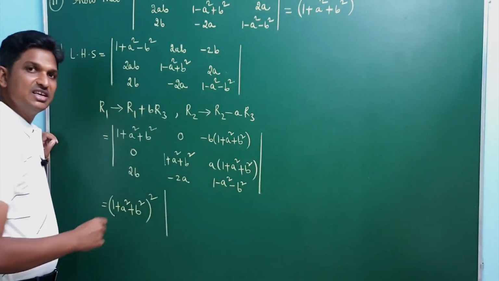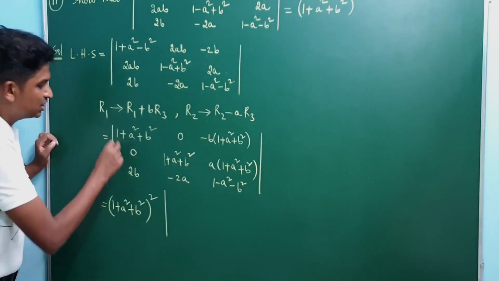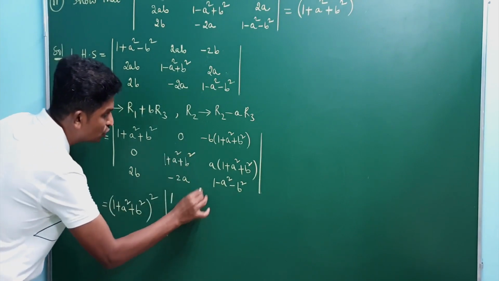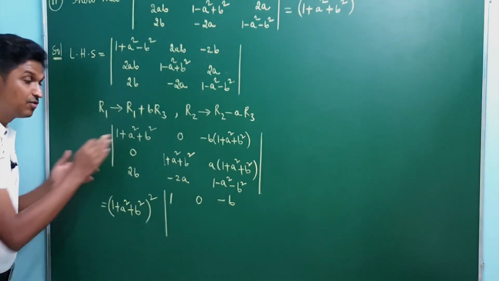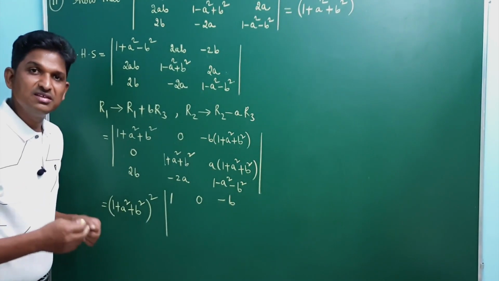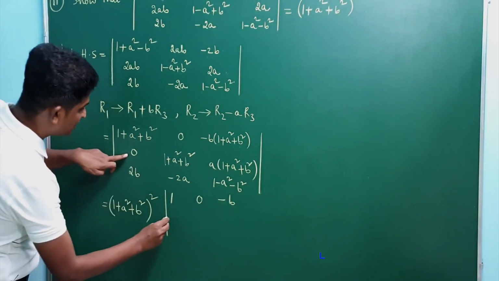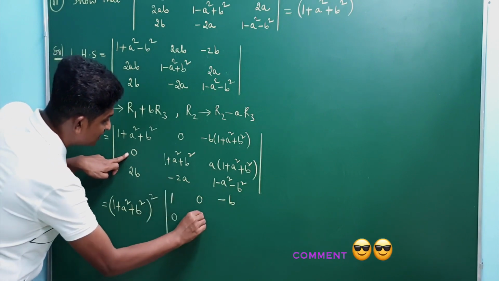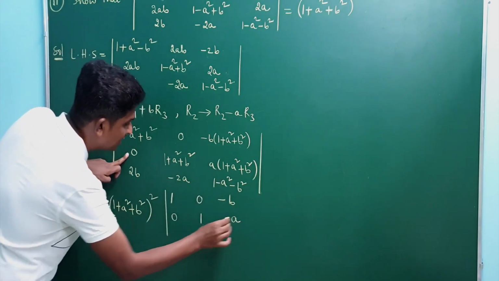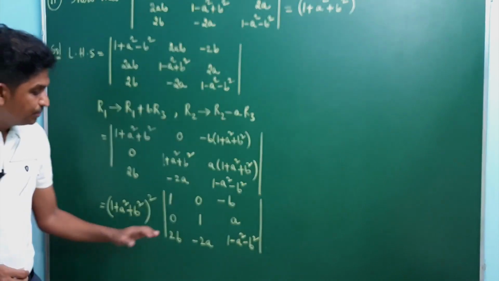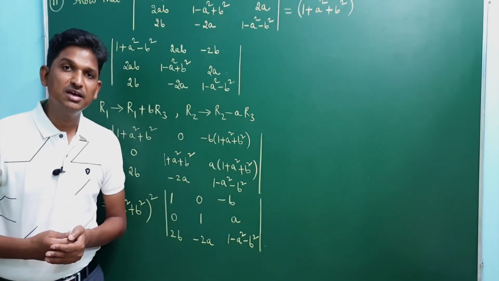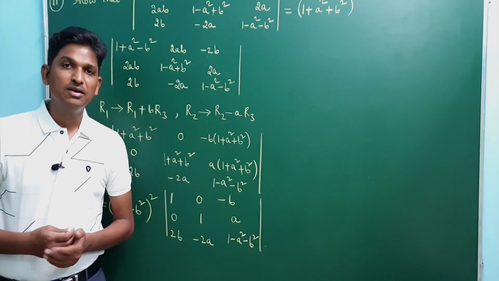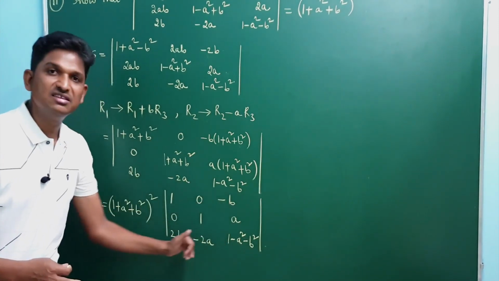When I take 1 plus a square plus b square common from the first row, what remains? Here 1, here 0, here minus b. Now you see the things are becoming simpler. From the second row, you take 1 plus a square plus b square common. What remains? 0, here 1, here a. Third row as it is. You observe here, further what to do? Whatever operation I apply here is not going to simplify it. So I'll expand this determinant.